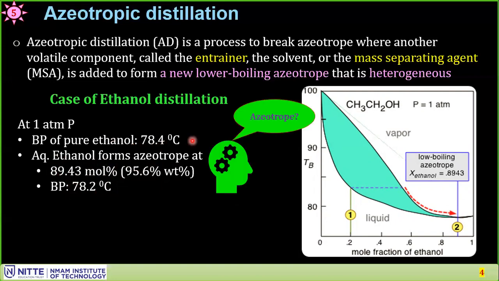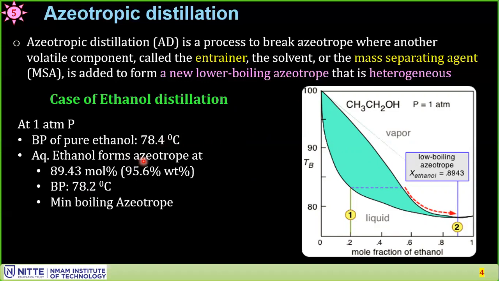It forms an azeotrope. What type of azeotrope is it? Just think about it. We'll come back after thinking about it. Alright, so as I mentioned to you, it's an azeotrope. If you observe, the boiling point of the mixture is 78.2, which is lower than the boiling point of the pure component. It is a minimum boiling azeotrope. Ethanol forms a minimum boiling azeotrope. In the boiling point diagram, the boiling point of the mixture is below both pure components.